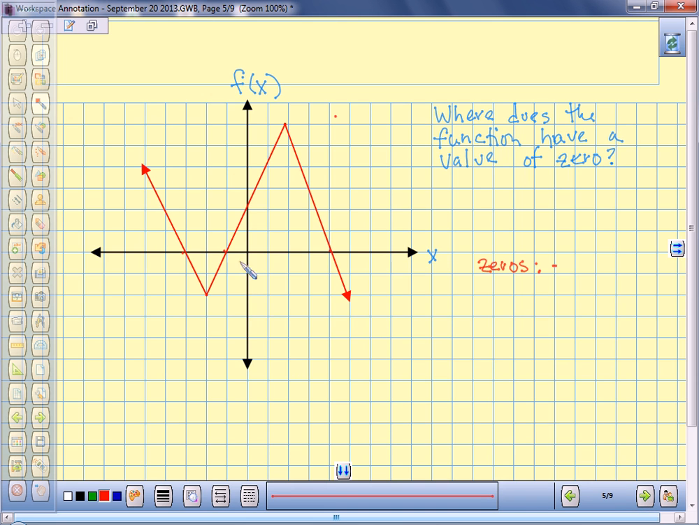So here's our graph. We're going to use this graph for a couple of different examples. Let me give you some of the key points here. We'll do some points where it intersects the x and y axis. This point right here is the point negative 3, 0. This point right here is the point negative 1, 0. This point down here is the point negative 2, negative 2. This point right here is the point 0, 2. Up here, this is the point 2, 6. And this point here is the point 4, 0.